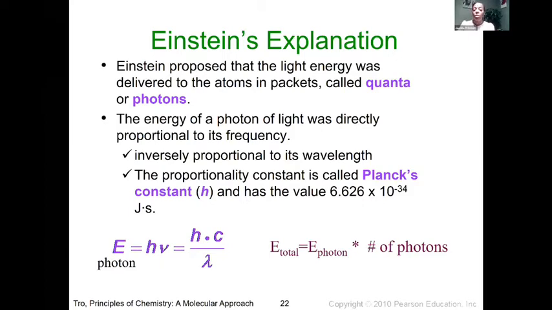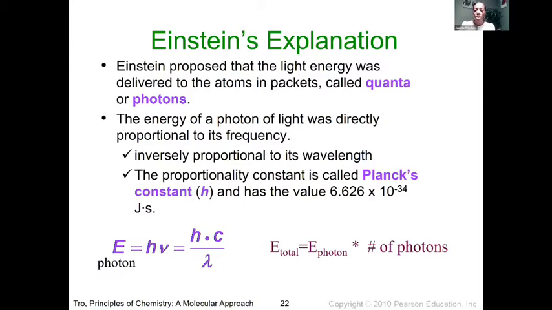The energy of a photon of light is directly related to its frequency, or nu, and therefore inversely related to the wavelength. We can calculate the energy associated with the photon through a proportionality constant known as Planck's constant, or the letter h. Planck's constant has a value of 6.626 times 10 to the negative 34 joules times second.